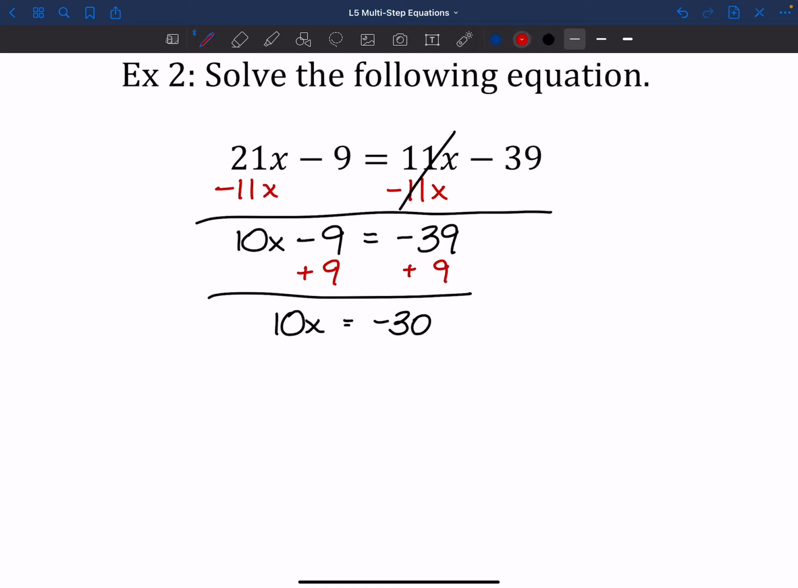No shame. After that, 10x is 10 times x. And again, we're going to undo that times 10. So I'm going to divide by 10 on both sides. All right, when I do that, negative 30 divided by 10, it leaves us with negative 3. And then we're good. That's it.